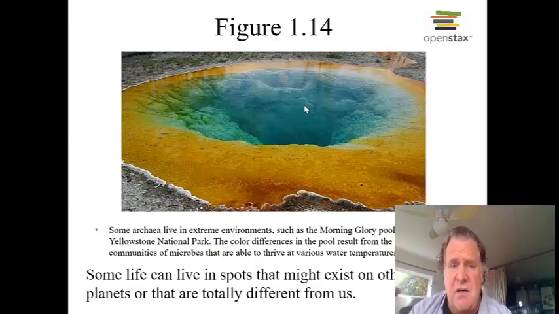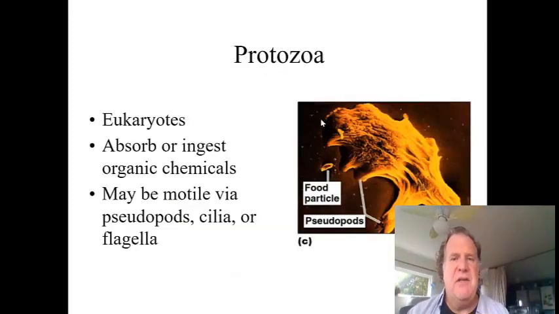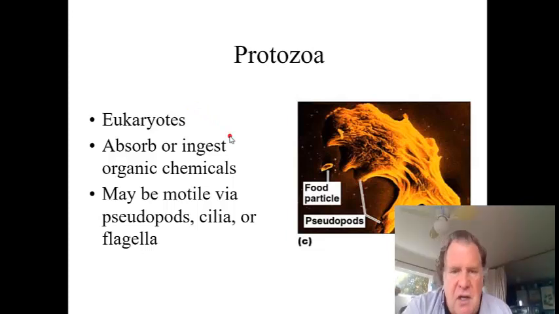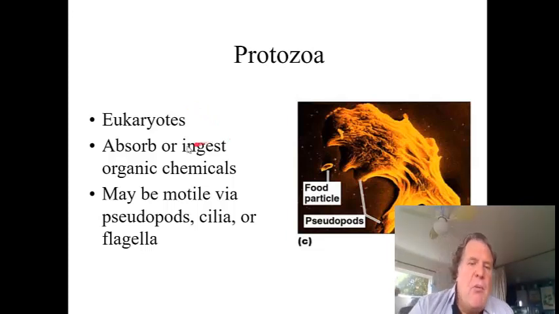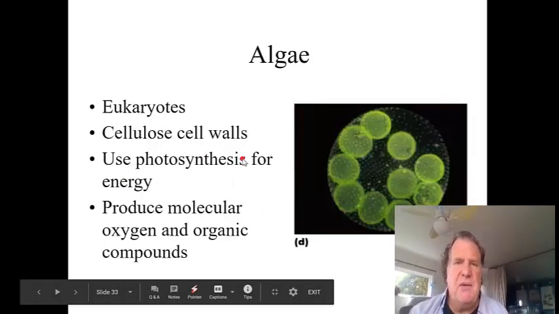So these are characteristics that we're going to look at. The life that lives in here is totally different from us, and we're totally different from them. The great thing about this is that those organisms aren't going to be pathogens, and also these organisms may have some characteristics that we can use for our benefit in biotechnology. Protozoa are eukaryotes. They absorb or ingest organic materials. They're very simple forms of kind of animals. They may be mobile via pseudopods, cilia, or flagella, and we'll talk about those characteristics a little bit later.